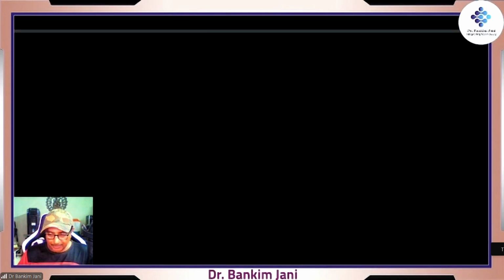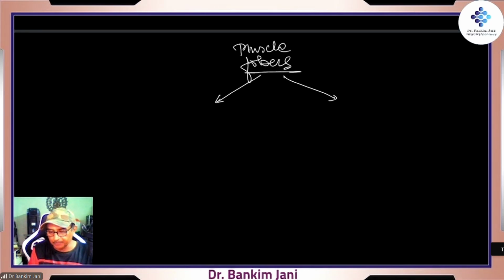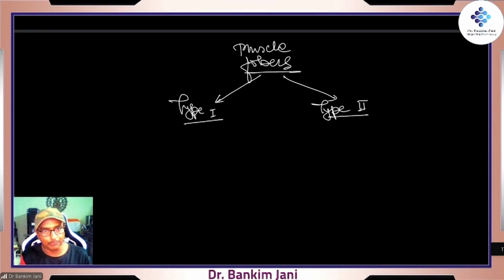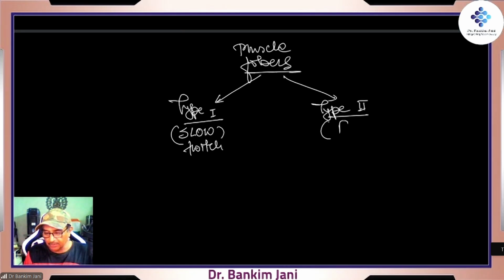Before that, let's talk about muscle fibers. This will change the entire concept. There are 2 types of muscle fibers: one is called type 1, and the second is called type 2. Type 1 are slow, so they are called slow twitch, and type 2 are fast twitch. Which one is better? Both are good. Everyone will have both the slow twitch muscles and the fast twitch muscles.